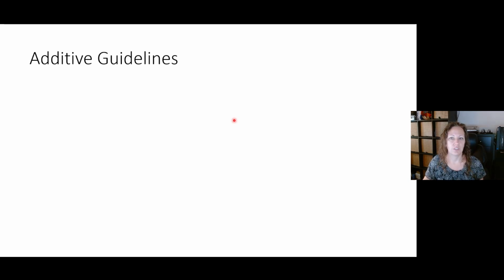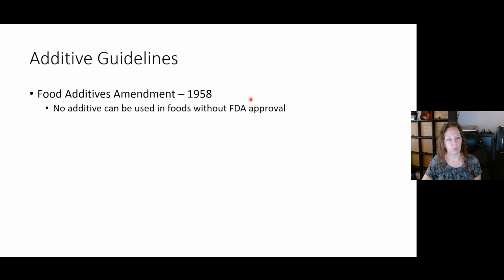So some guidelines for the uses of additives legally start with the Food Additives Amendment that was in 1958. That amendment to the Food, Drug, and Cosmetic Act said that no additive can be used in foods without FDA approval. In this case, to get FDA approval, the manufacturer has to provide the proof of safety.